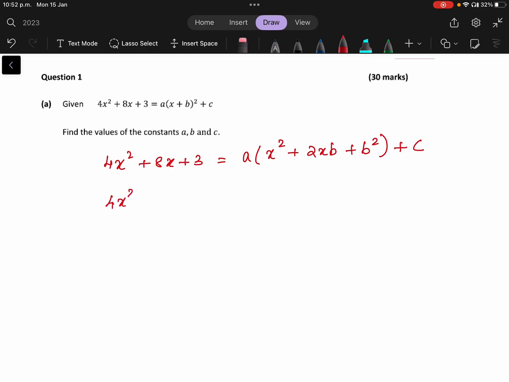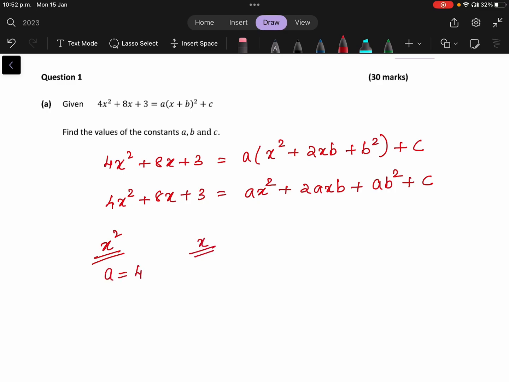So it is like 4x² + 8x + 3 is equal to ax² + 2abx + ab² + c. Now in this case, if you equate the coefficient of x², you will get that a is equal to 4. If you equate the coefficient of x, you will get that 8 is equal to 2ab, and if you equate the constant, you will get that 3 is equal to ab² + c.